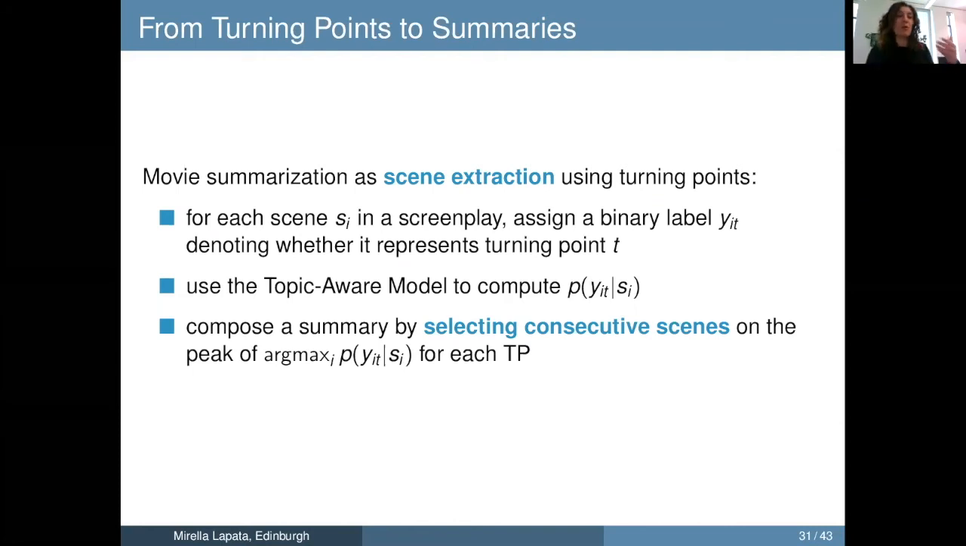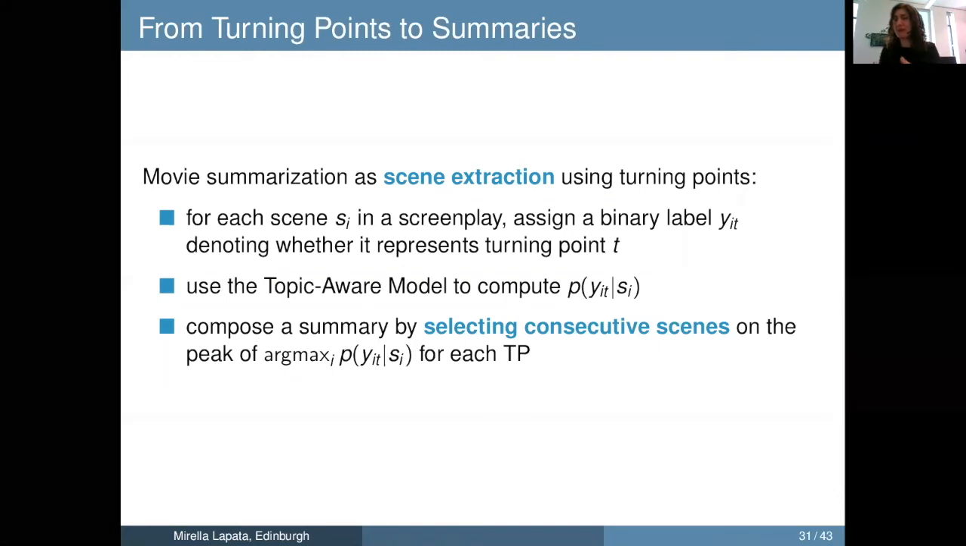We will use the model I showed you before, this topic-aware model, to compute the probability of the label given the scene. And now, once I have scenes and labels that tell me whether a scene is a turning point or not, it's trivial to produce a summary. I will just take these turning points, concatenate them in order, 1, 2, 3, 4, 5, and I can play you a summary, which is more or less 10 minutes. And this is something you can manipulate, the length of the summary. And my job is done.